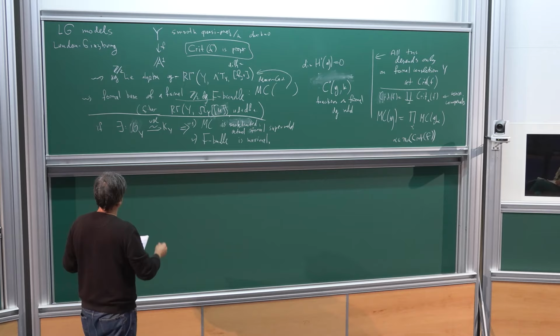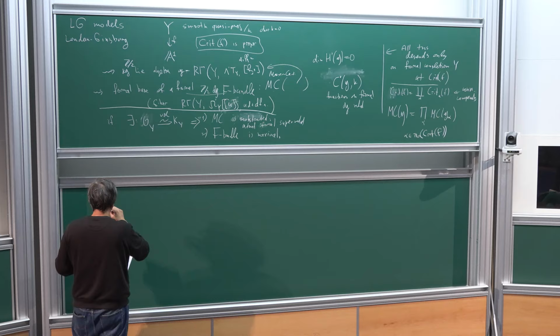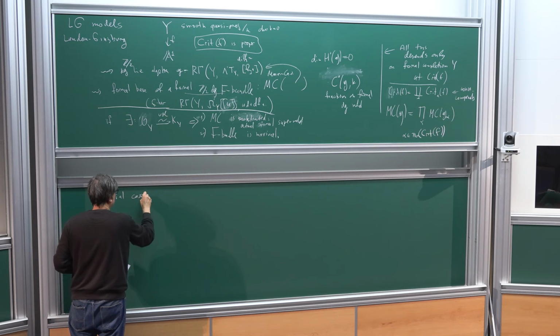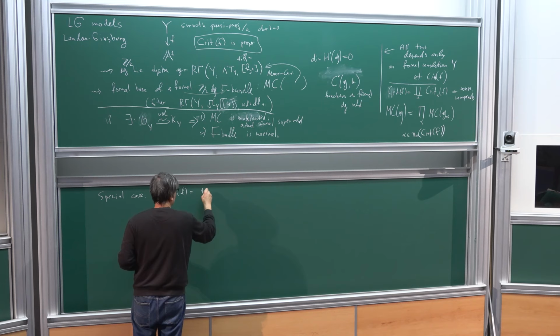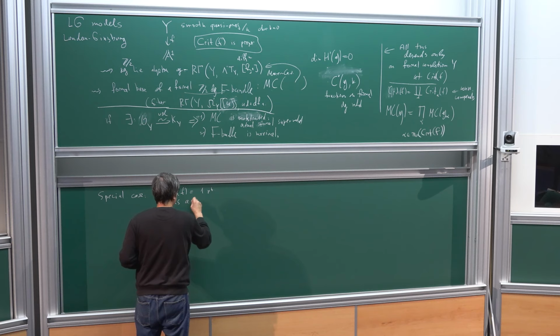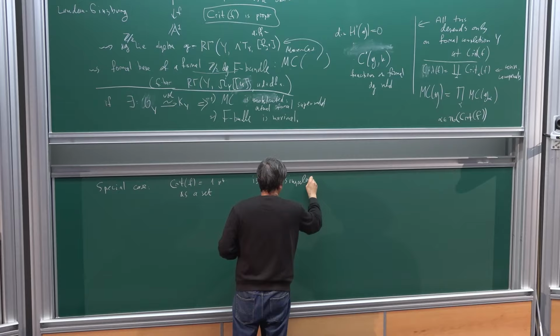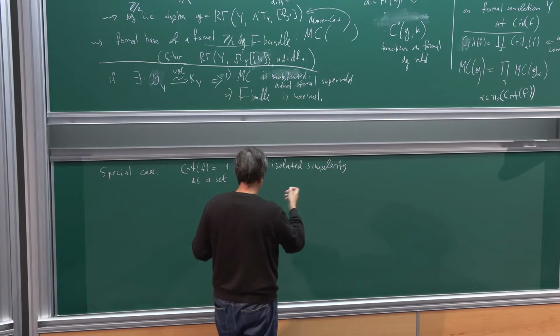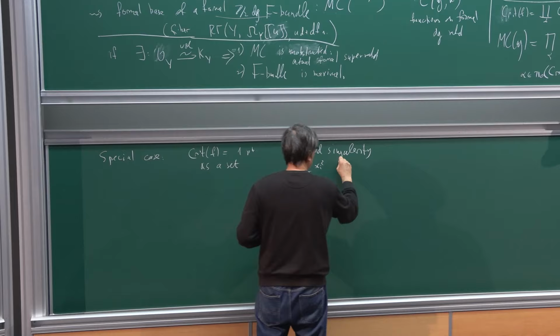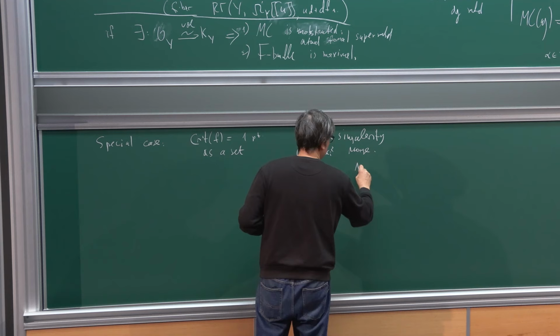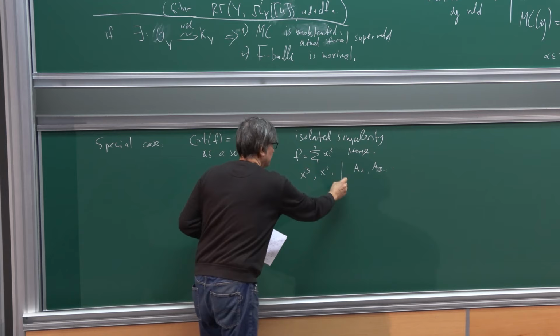So the subject has a very old history. It is a special case when the critical locus consists of just one point as a set. The scheme could be a thick point, and this is what is called an isolated singularity. This is a subject studied a lot in singularity theory. The most typical examples are the Morse singularity, or then you can go to something like the cube. You can go to A2, A4, A3, singularities corresponding to Dynkin diagrams and so on and so forth.